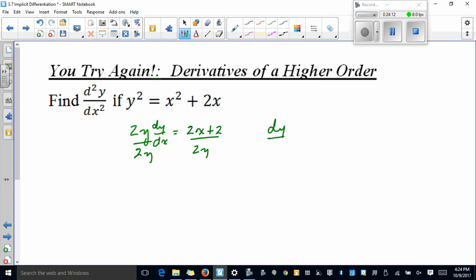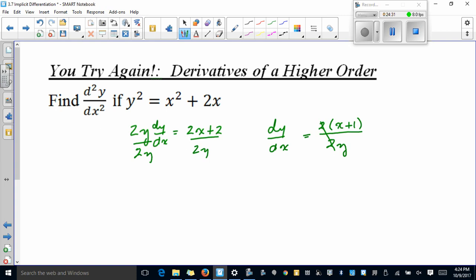I will point out why I did this. Notice they both have a factor of 2, so I factored it out. 2x, 2 times 1, 2. That way I can do this. So my first derivative is x plus 1 all over y.